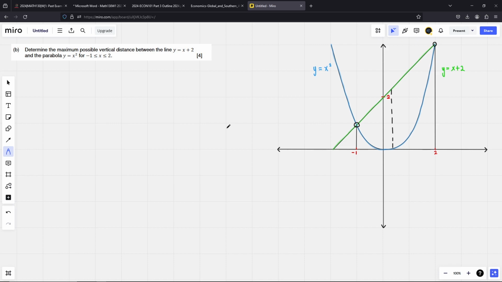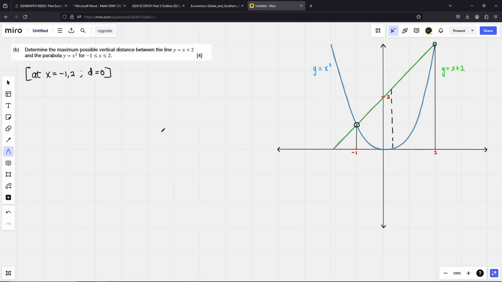So we want to know the maximum possible vertical distance between these two functions. Now, how do we do that? Well, let's start off with what we know. We know at these two intersection points, the distance is going to be 0. So let me just state that: at x = -1 and 2, let's say d is distance, the distance is going to be 0. I'm just stating this for you to understand, because I'm going to prove this.